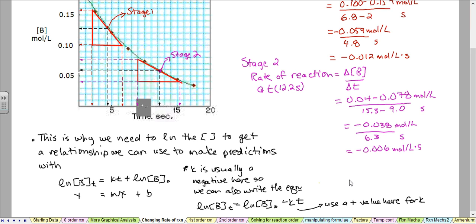And this is important because this is what we call a first order reaction, and there's second order reactions, and the math works best when k is positive. So we're going to take a look at the analysis of all three graphs now for reactant B.